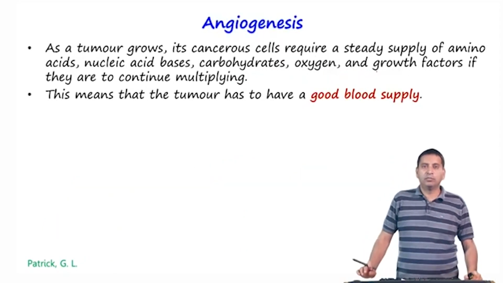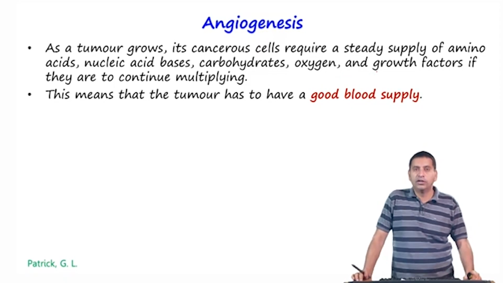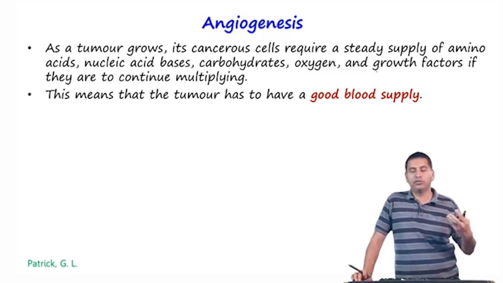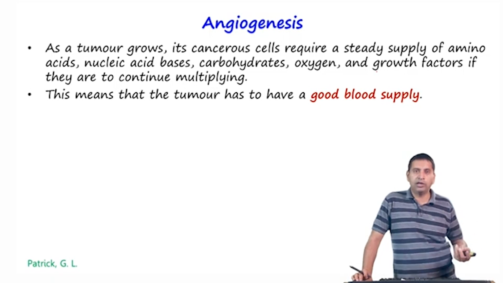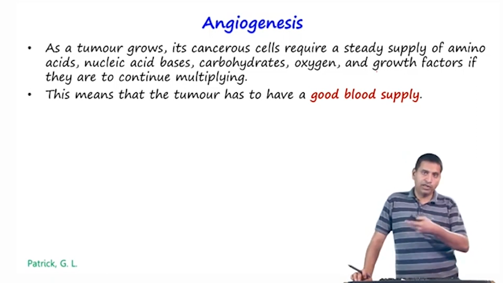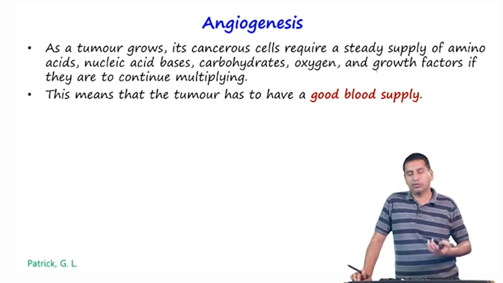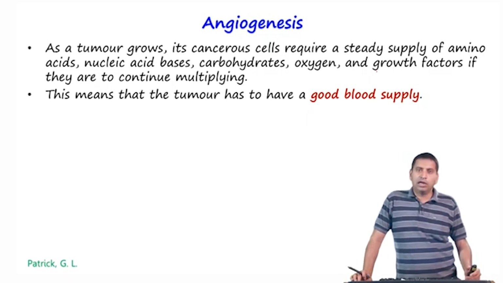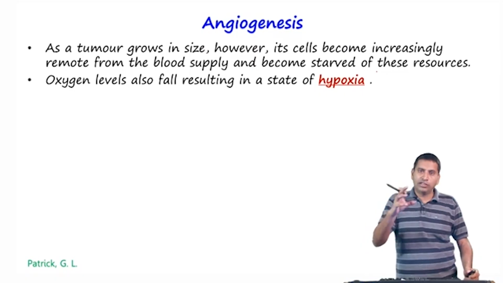Next we are going to look at another important concept, which is angiogenesis. So, as I mentioned earlier, the problem with cancers is that they need to have a steady supply of nutrients, including amino acids, nucleic acid bases, carbohydrates for constant growth and division, and of course, they need oxygen and growth factors. So, for all of this to happen, the tumor would need to have a good blood supply. As the tumor grows in size, its cells become increasingly remote from the blood supply.